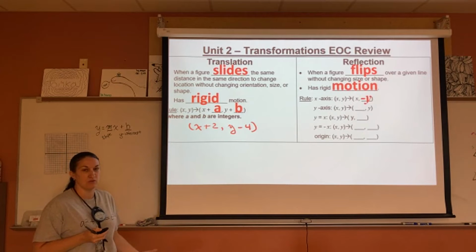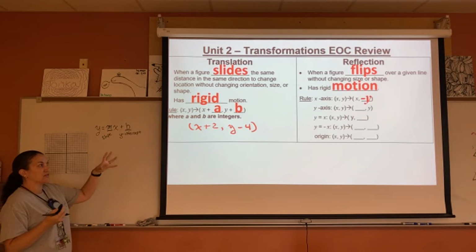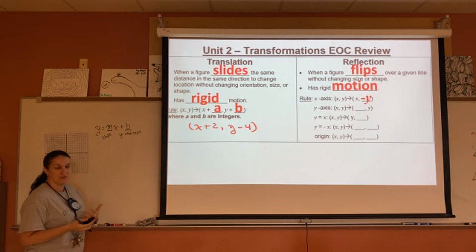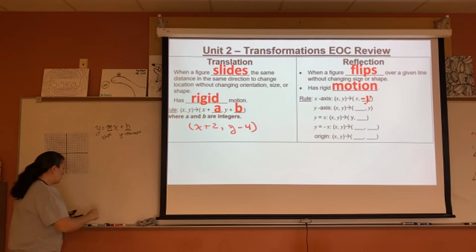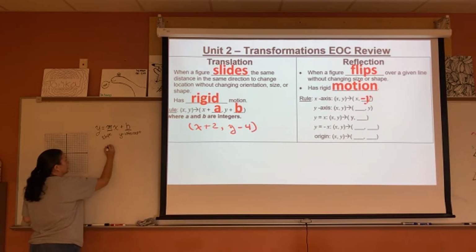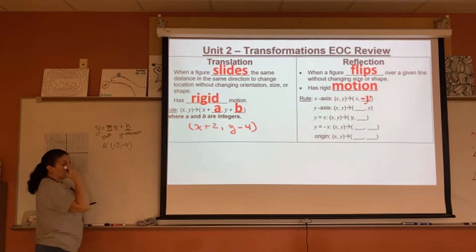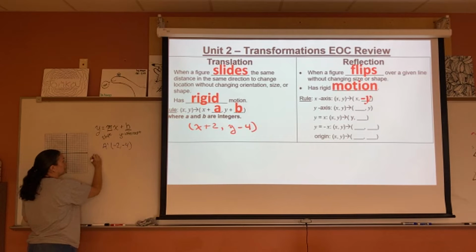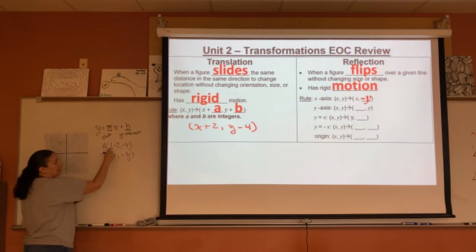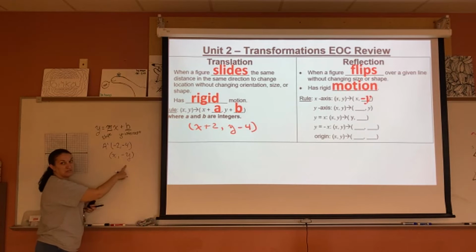Now, there's a misconception with the rules that the x is not negative, but the y is, so the x will always be positive and the y will always be negative. That is not what that rule means. The rule means that whatever your x value was before, it will stay. So if I have point A at -2, -4, and I reflect over the x-axis, so I apply this rule, x comma negative y. That does not mean make the x positive and keep the y negative. That's not what the rule means.